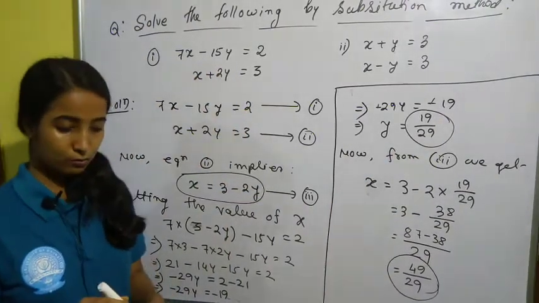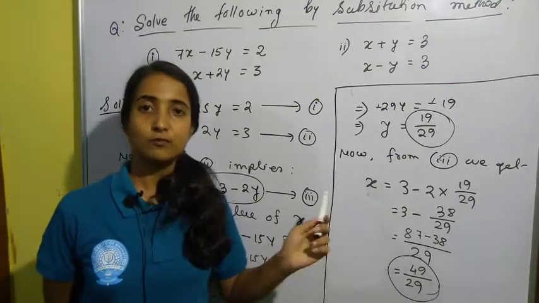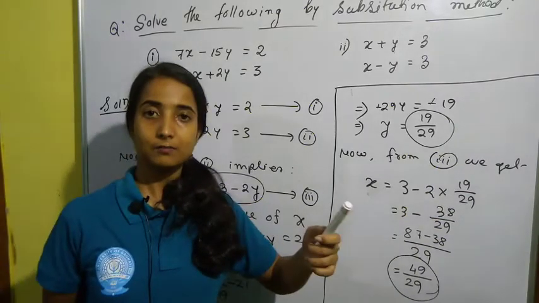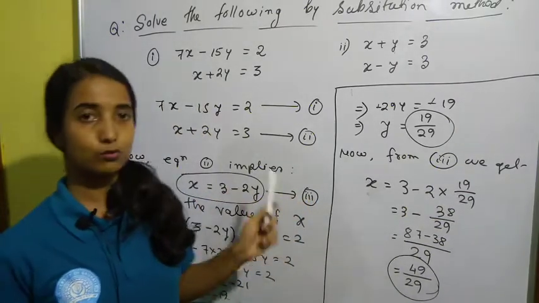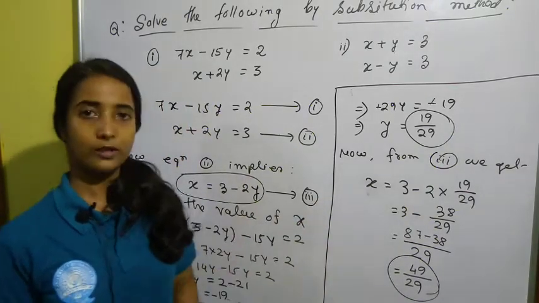Okay, so write down the method and you have to follow this method. If you want to add or subtract some step, then you can.